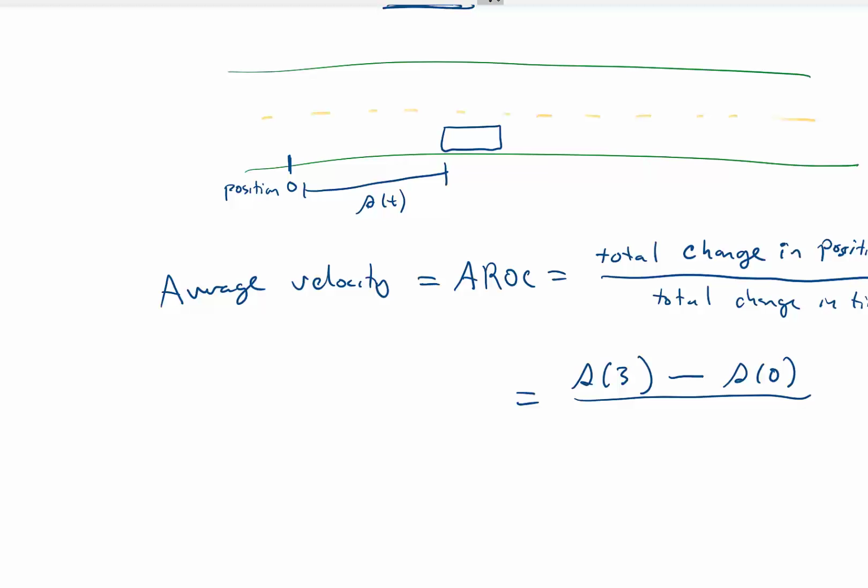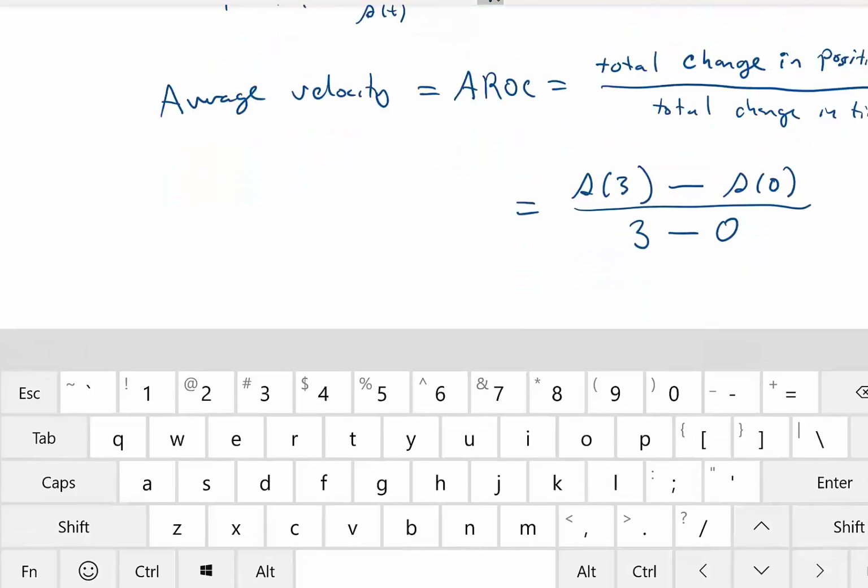And when I subtract these things, it tells us how far it went during this time, right? It's where it ended up minus where it began that tells us exactly how far it went. And then the total change in time is just, what's the end time? That was 3 minutes. Beginning time was 0 minutes. Okay, and then you can throw this into your formula.